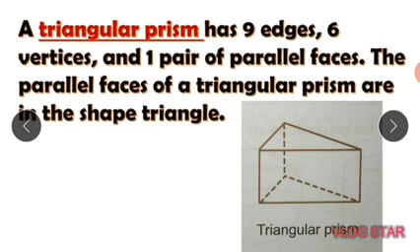The top and the bottom face, those are the only parallel faces in a triangular prism, because this side, okay, this one, and this one, okay, these faces will meet in this edge. That's why we cannot call this parallel faces.